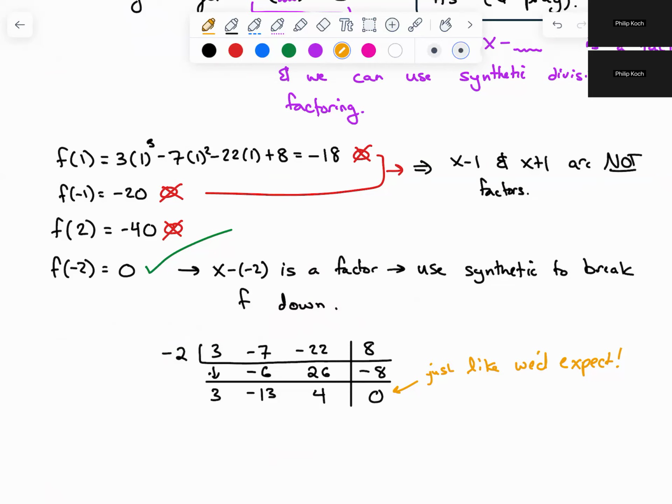So negative 2 times 3 is negative 6. Negative 7 plus negative 6 is negative 13. Negative 2 times negative 13 is positive 26. Negative 22 plus 26 is positive 4. Negative 2 times 4 is negative 8. And they add together and they get 0, just like we'd expect.